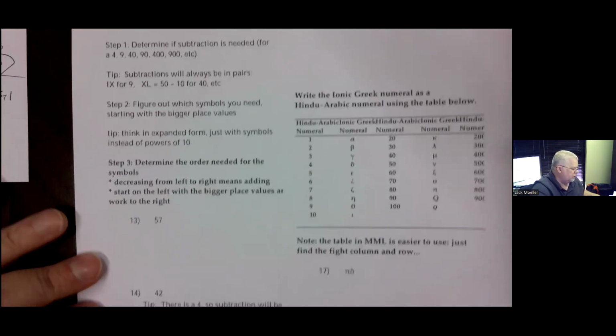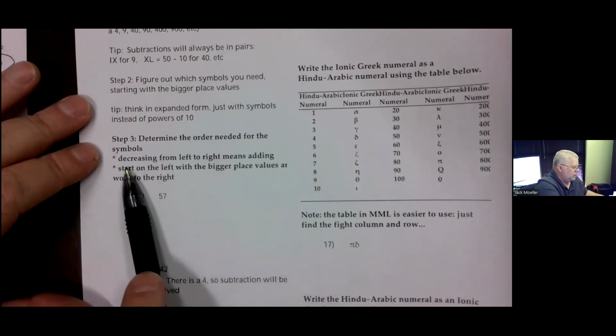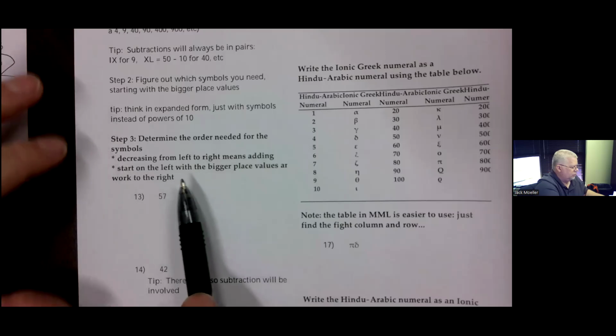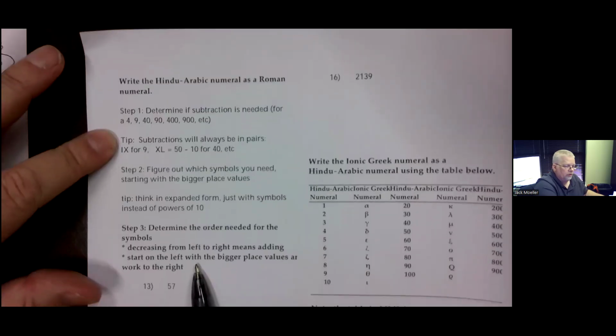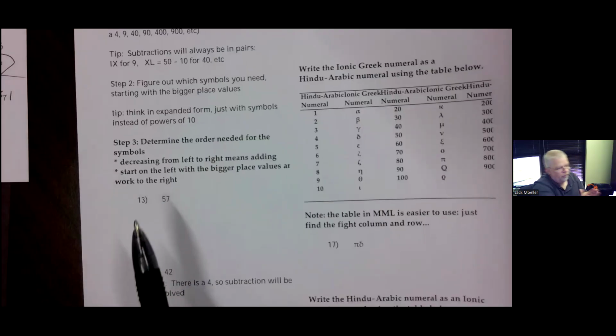Once you do that, then we need to get the order. A couple things to remember in the order: decreasing from left to right means we're adding. That's why I like to do my subtraction first, because those will be backwards. And always start on the left with the bigger place value and work your way down.